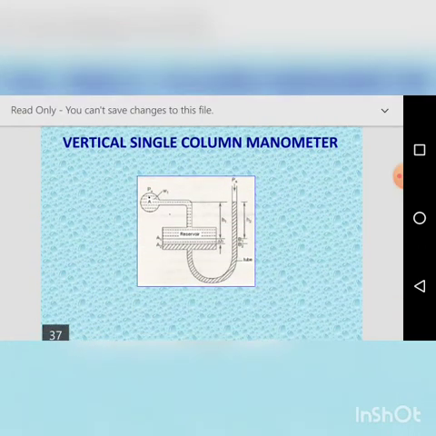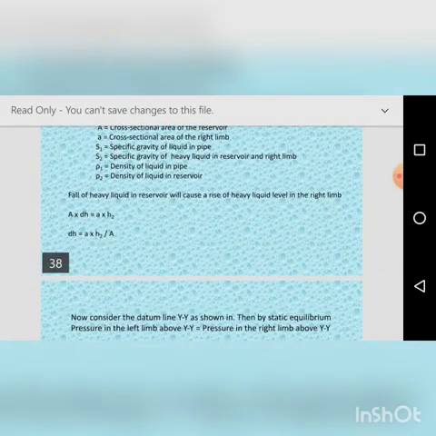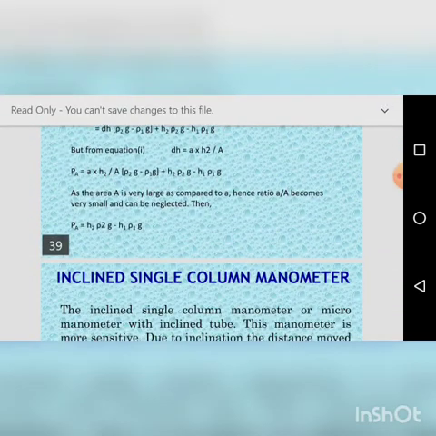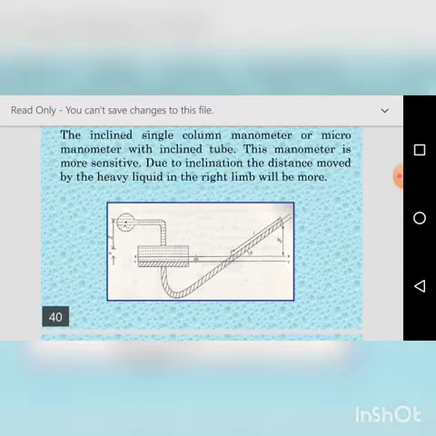See the vertical single column manometer, with the reservoir a vertical tube is attached. Okay. So for a small change in the reservoir, there is large variation in the tube. And next we will see about the inclined single column manometer. The inclined single column manometer is also called a micromanometer. With an inclined tube, for a slight increase it is sensitive, there is large variation.